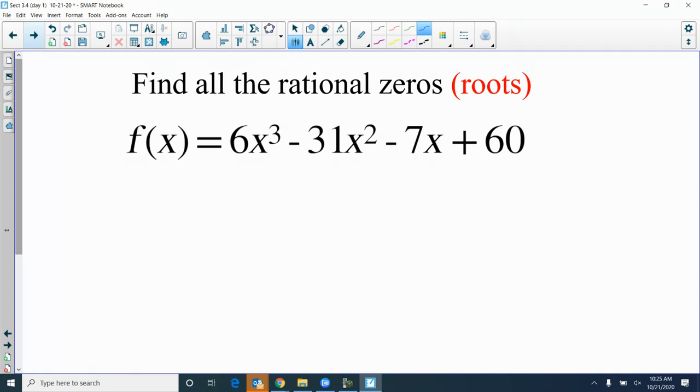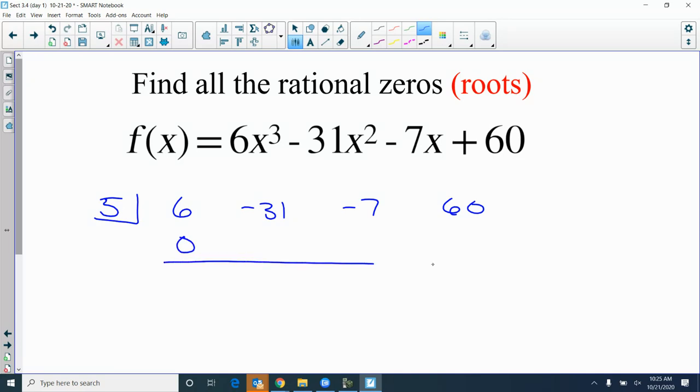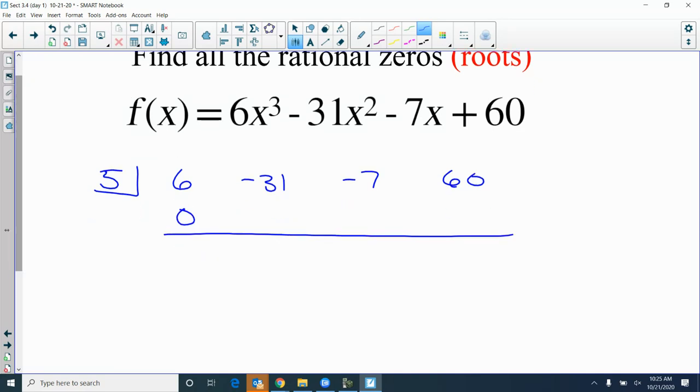So what does that give me then? So now everybody use synthetic division. If you already did it with 5, you're good. And then that gives me 6, negative 31, negative 7, and 60. And then go ahead through there, and go ahead and do your work. Make sure you get a 0.